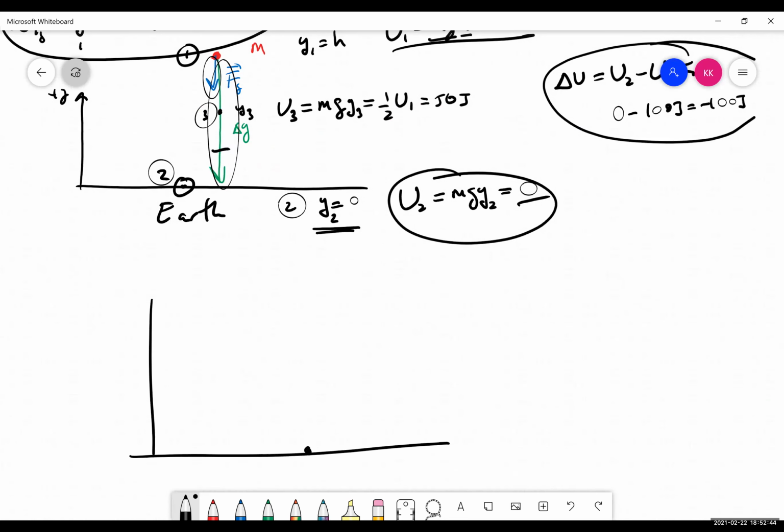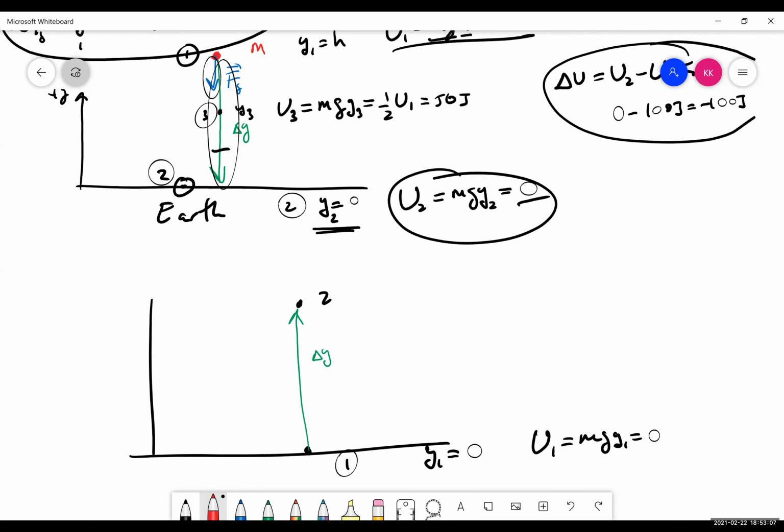If you go from the ground, which is my point 1, to some position 2, if I take the ground still to be my reference, it's equal to 0. My potential energy is mgy1. That's going to be 0 because my y1 is 0. Now, going from point 1 to point 2, my displacement is like this, delta y.